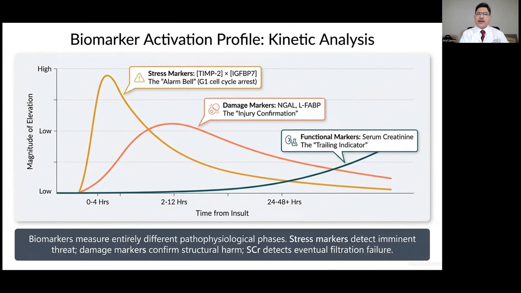Stress markers are early to appear. They are TIMP2, IGFBP7. They give the alarm bell. Damage markers, NGAL, LFABP, are the injury confirmation. And of course, renal creatinine rise and then urine output falling is the trailing indicator.